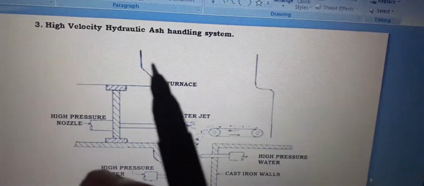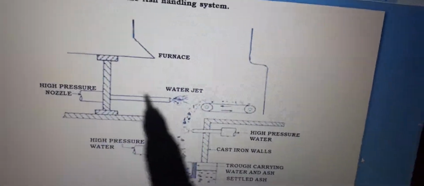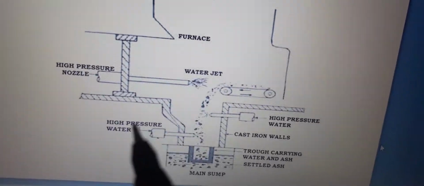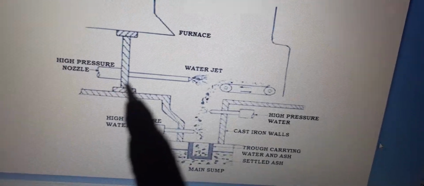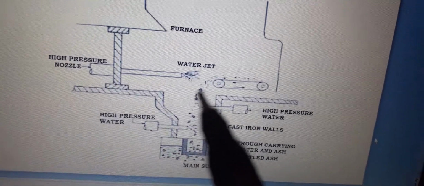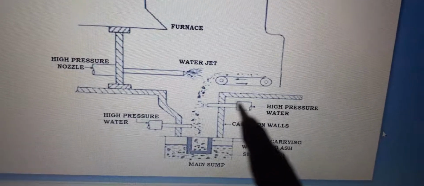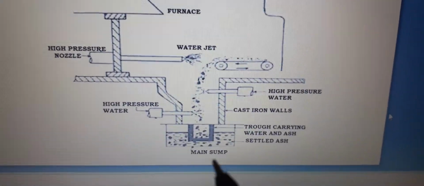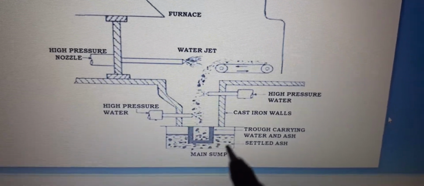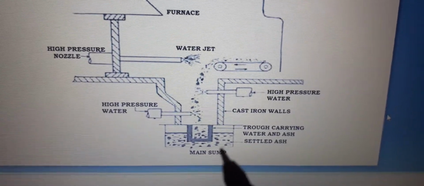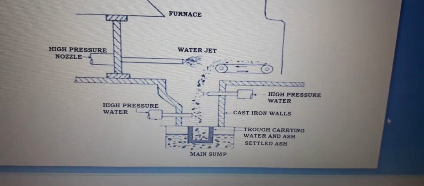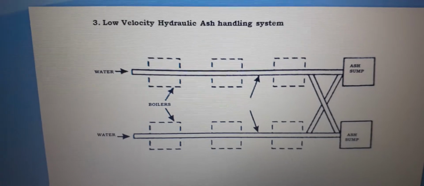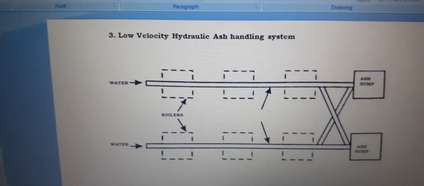High velocity hydraulic ash handling system. In this you can see the furnace, and this is the water jet. High pressure nozzles are provided with the water jet. You can see the cast iron walls and the troughs carrying, and the main sump is over here. The settled ash is below that water. Next, low velocity hydraulic ash handling system.